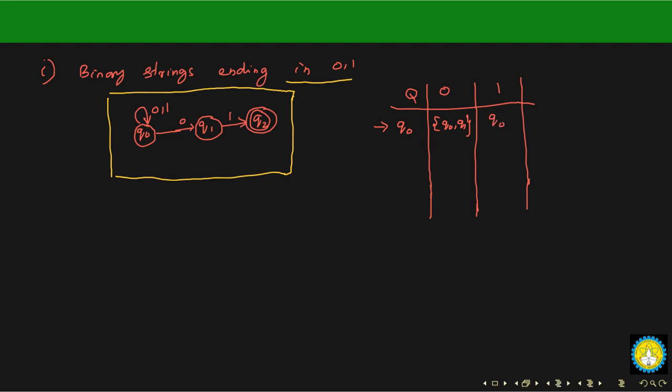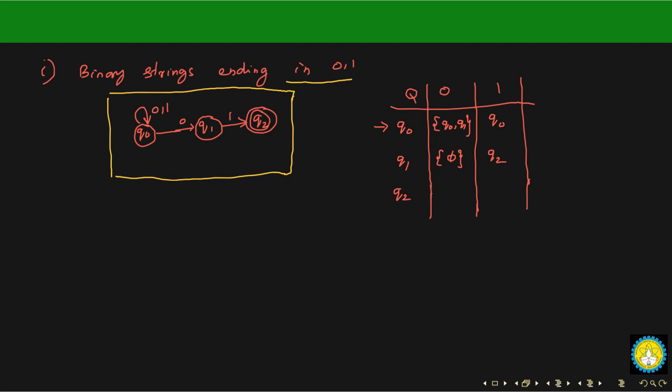Now our next state is Q1. From Q1, if you look at the 0 transition, it's actually not defined. So it is defined to a null set. Now from Q1 upon 1, you are going to Q2. And Q2 is going to be your final state.